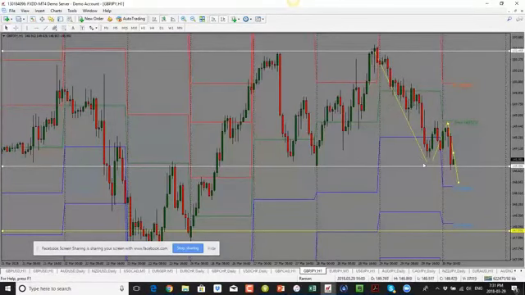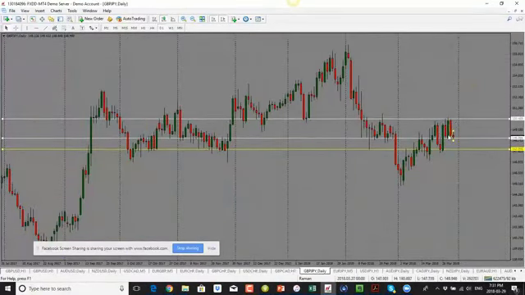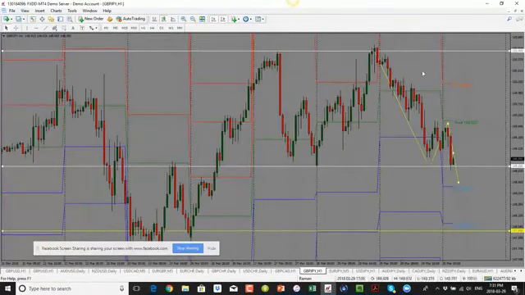And then I was looking for price to come into the bottom of the range. So as we can see from our daily chart, price has been trading in this range for some time. And I was looking for price to come towards the bottom of the range. So this one played out quite nicely, and the profit target was hit.